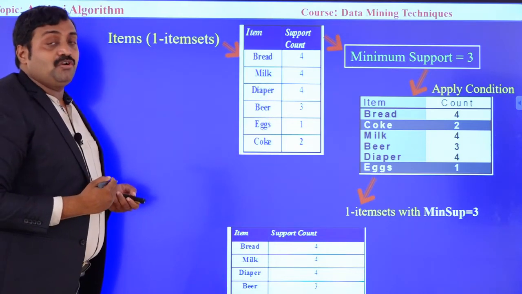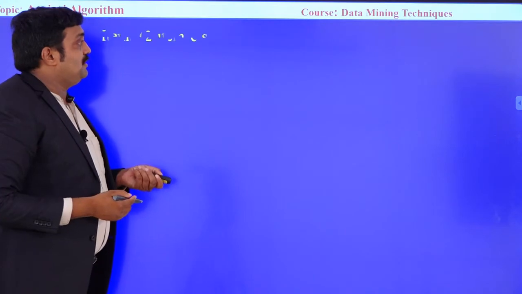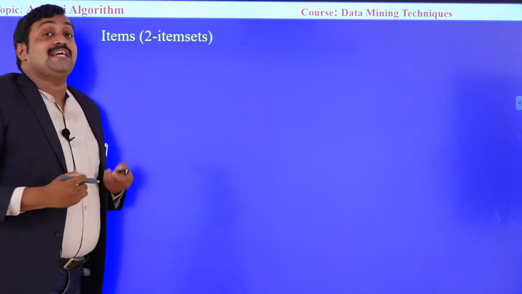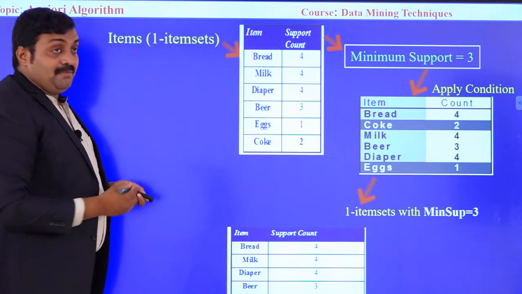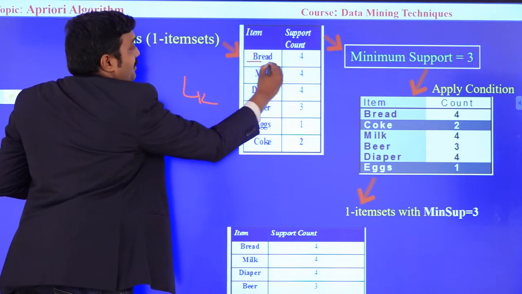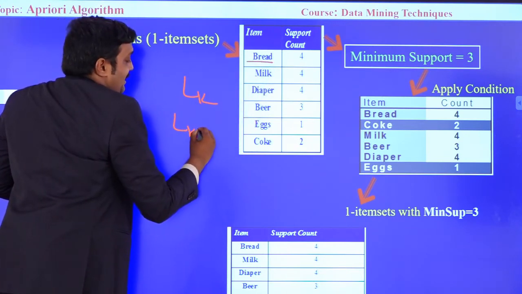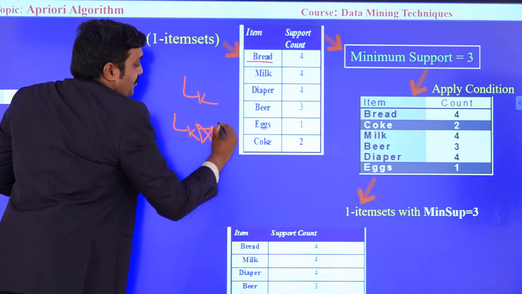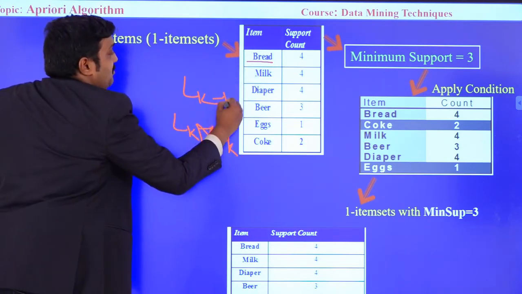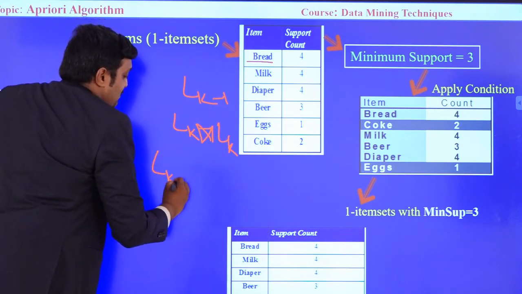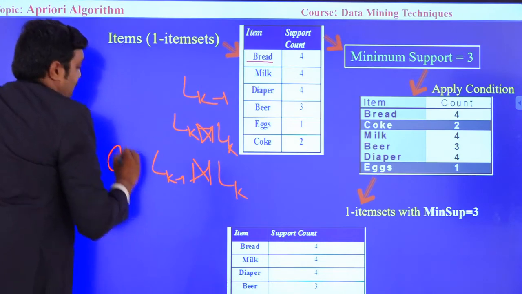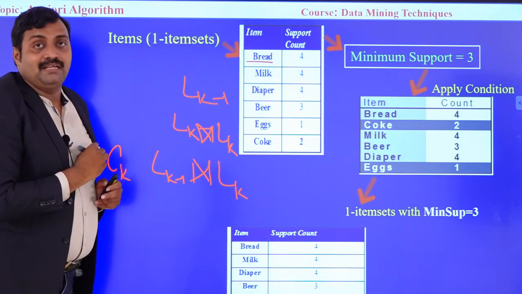Then what I am going to do is the 2 item set, that is k equal to 2. Next step is the candidate key generation. This is Lk, to get the second one, Lk with Lk combination. Or we can say Lk minus 1 natural join with Lk to get the Ck, that is the candidate item set.